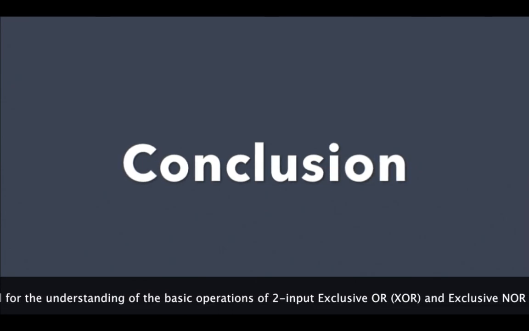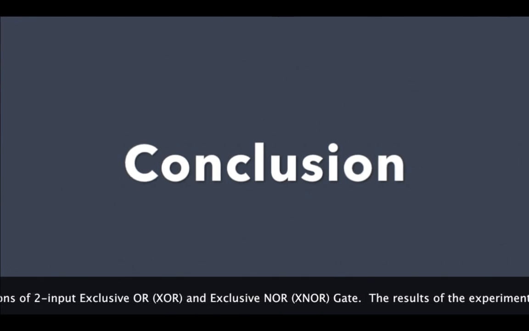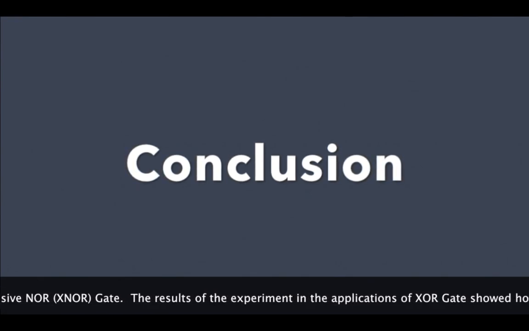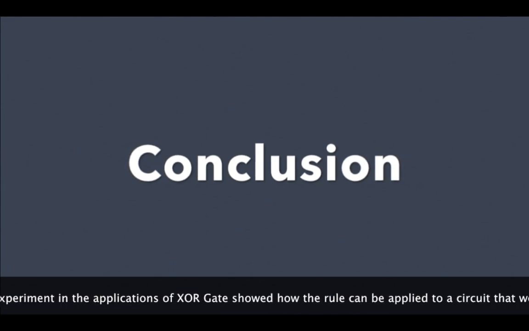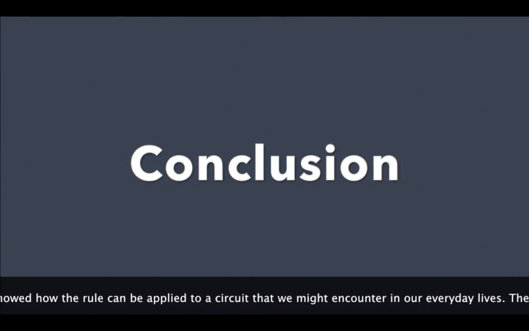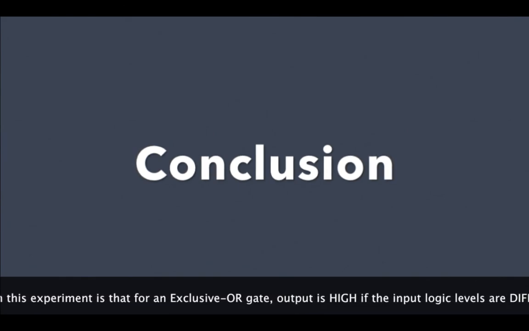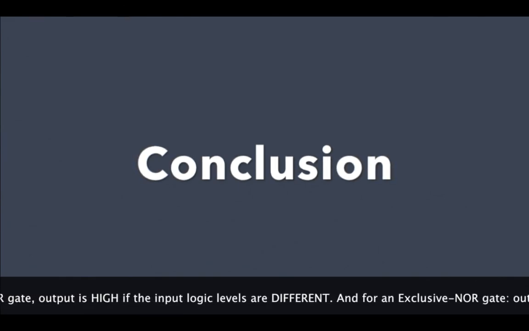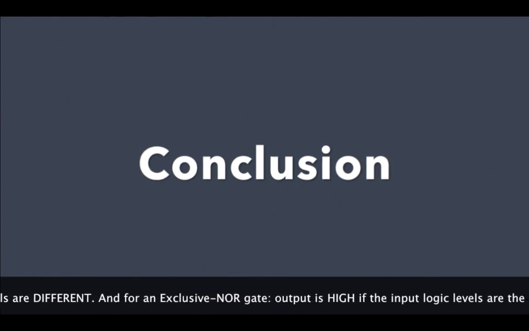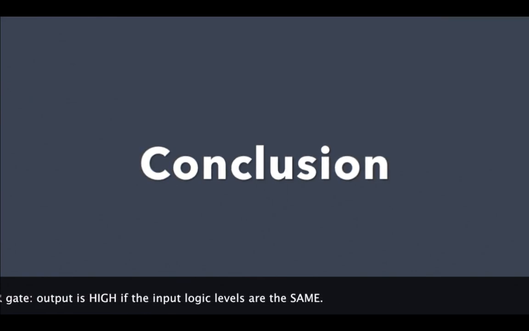This experiment resulted in the understanding of the basic operations of two-input exclusive OR (XOR) and exclusive NOR (XNOR) gates. The results of the experiment in the applications of the XOR gate showed how the rule can be applied to a circuit that we might encounter in our everyday lives. The general rule that was observed in this experiment is that for an exclusive OR gate, output is high if the input logic levels are different, and for an exclusive NOR gate, output is high if the input logic levels are the same.